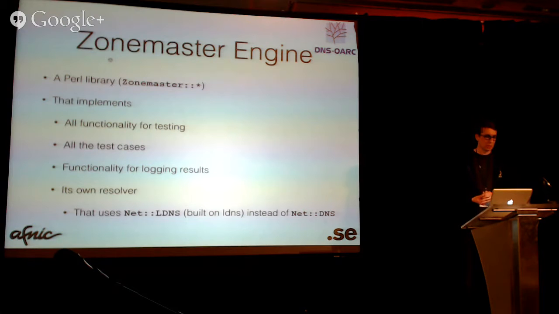It also implements its own resolver, and that is based on Net::LDNS, which is our own Perl wrapper around LDNS. So we decided to use another library than Net::DNS this time, because Net::DNS seems to nowadays be more aimed at developers wanting to use DNS in their code rather than being a DNS debugging library, which we really want, because we have to have lower access to what's happening in DNS.